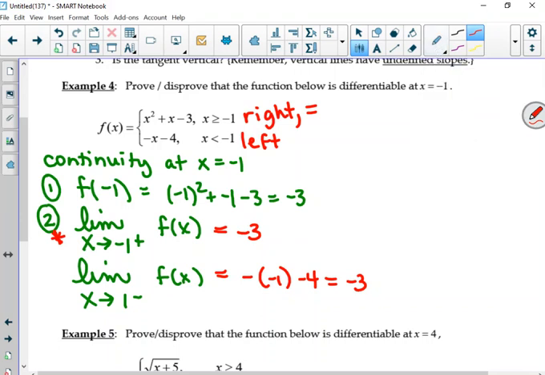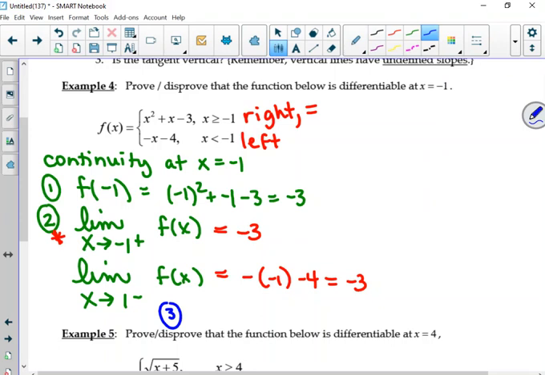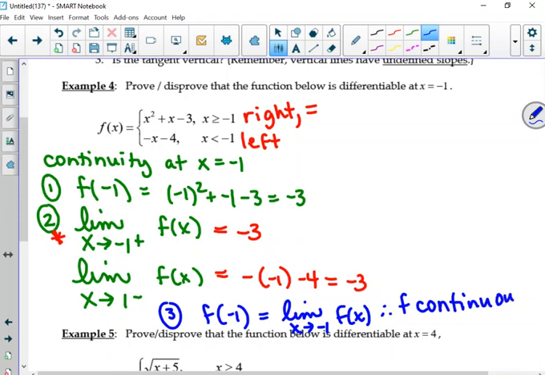And so how we wrap that up, we say: f of -1 equals the limit as x approaches -1 of f of x. Therefore, f is continuous at x equals -1. Continuity proof first.